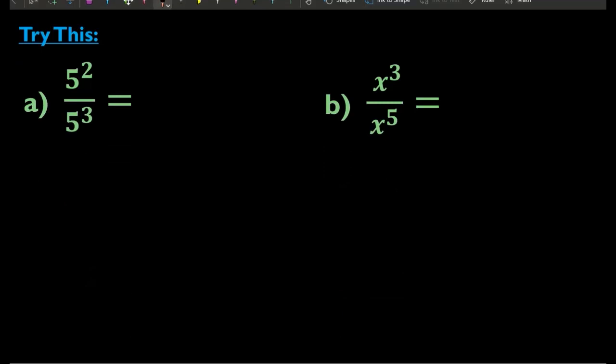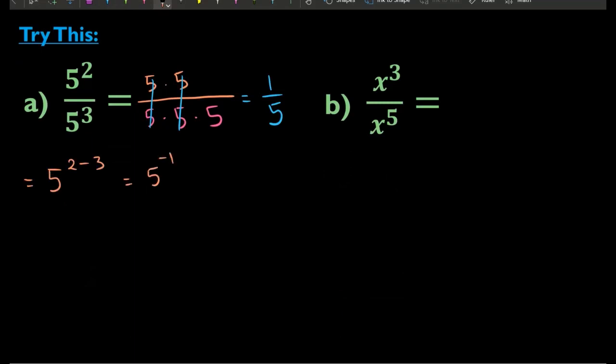Alright, I hope that you tried it out. Answer for part A: 5 to the second power is 5 times 5. The bottom, 5 to the third power, is 5 times 5 times 5. So we reduce this, and that will give you 1 over 5. And the short way: that will be 5 to the 2 minus 3, which is 5 to the negative 1. Because it's a negative exponent, you put 1 under and flip it. That will be 1 over 5 to the positive 1, which is also 1/5.